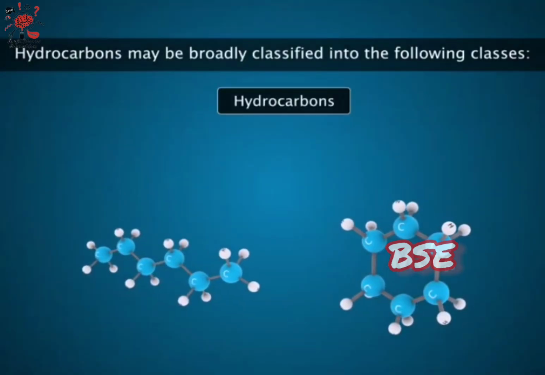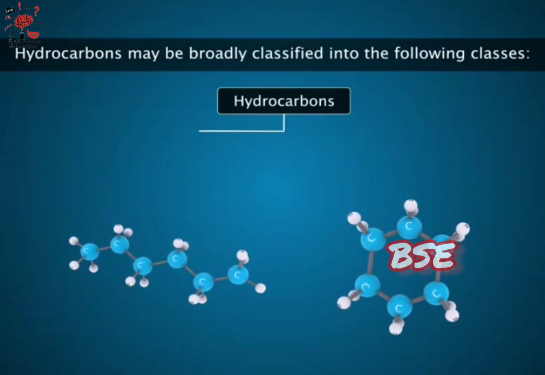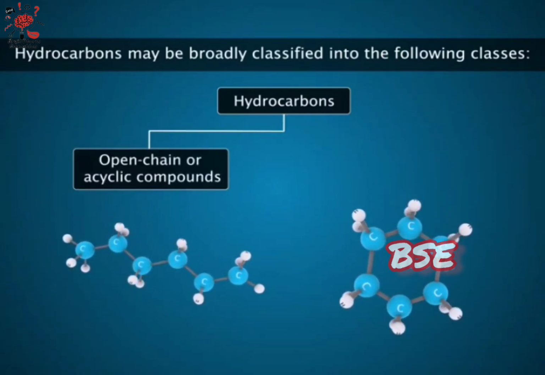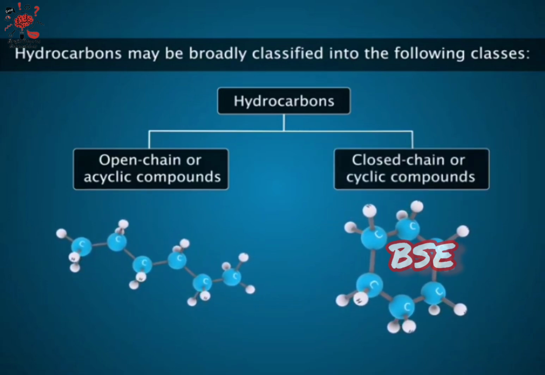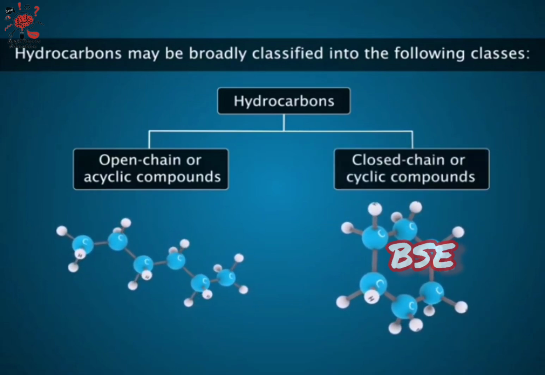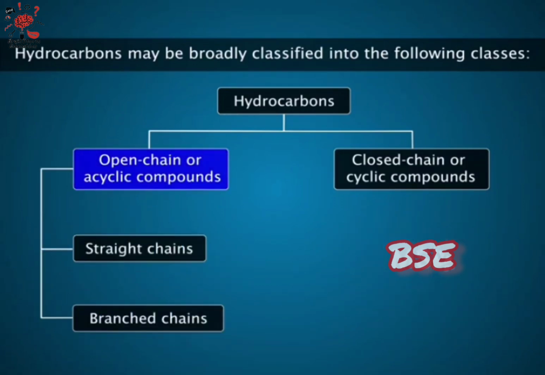Hydrocarbons may be broadly classified into the following classes: open chain or acyclic compounds, closed chain or cyclic or ring compounds. The open chain hydrocarbons are either straight chains or branched chains. Let us discuss straight chain hydrocarbons.